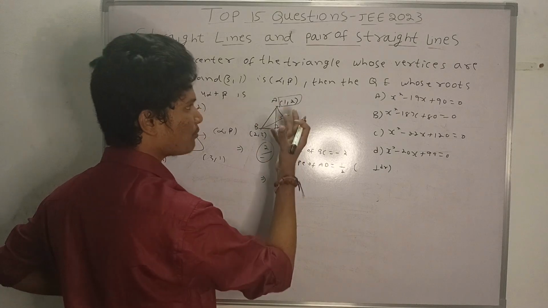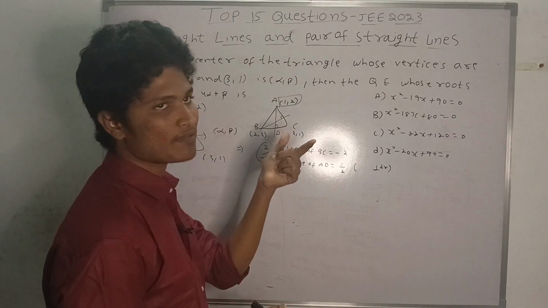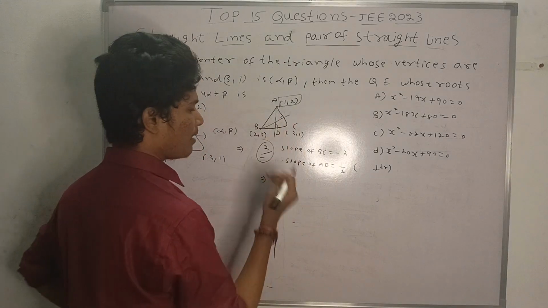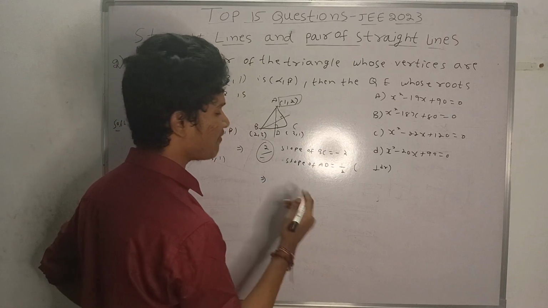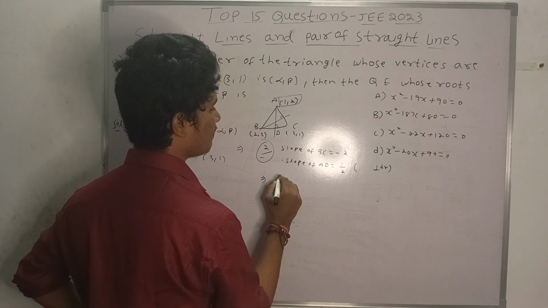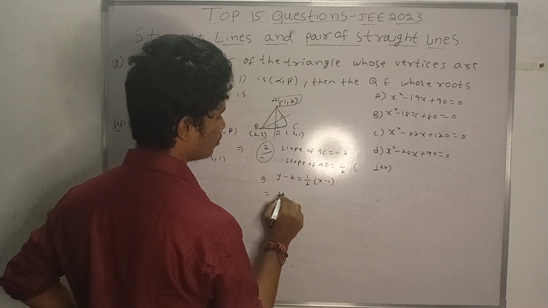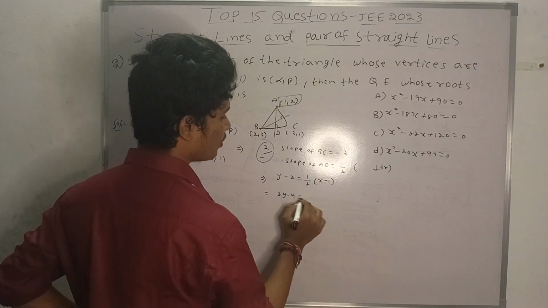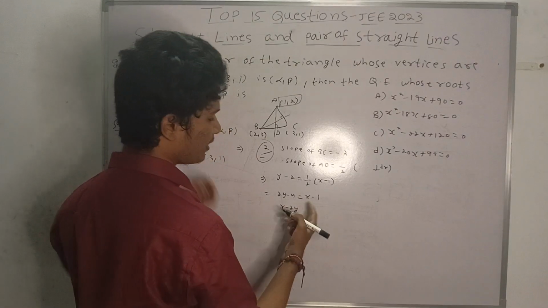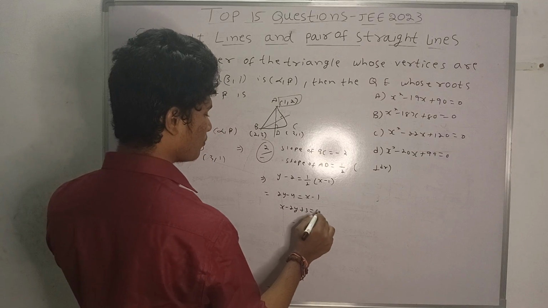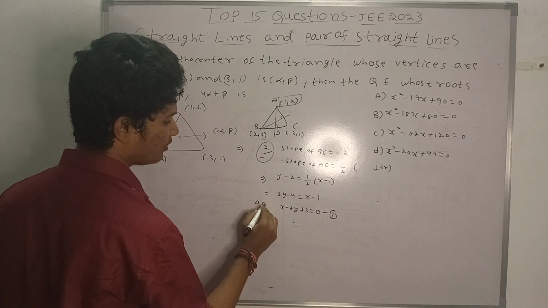And also the point it passes through is 1, 2. So we already know the altitude property: it will pass through the vertex of the triangle. So by using the slope and the point slope form, we can find the equation of the straight line. That is y minus 2 equal to 1 by 2 into x minus 1. So 2y minus 4 equal to x minus 1, so x minus 2y plus 3 equal to 0. This is the first equation. I found that this is the equation of the altitude AD.